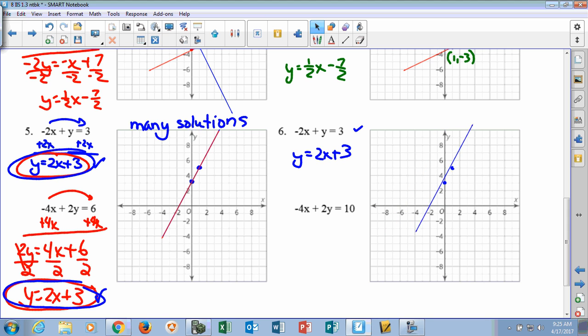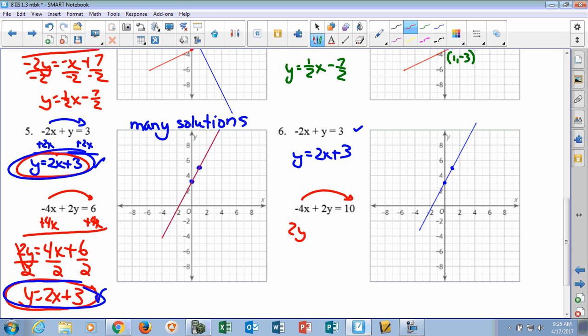Okay. So we're gonna put him there. All right. Now to figure out the second one, I gotta move the 4x over. So I'm gonna get 2y because I have to add it, right? And I get 4x plus 10. Now this should be a different answer because if you notice, it looks almost the same as number 5, but instead of a 6, they put a 10 there.